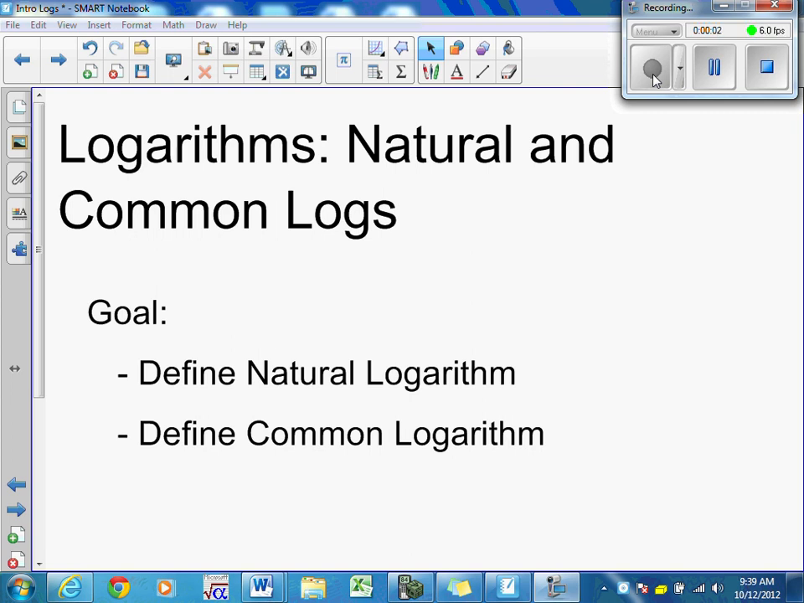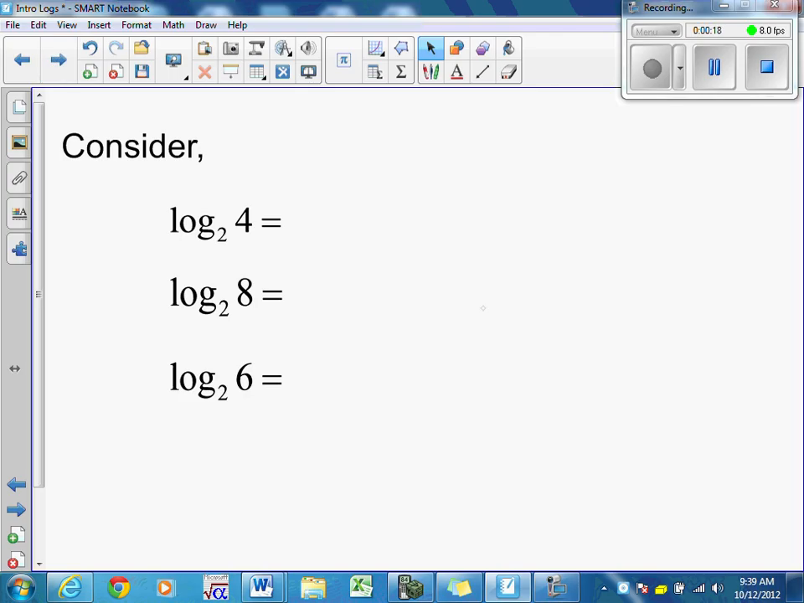We're going to continue to look at logarithms, but we want to look at two special types of logarithms, and these are the natural log and the common log. Our goal here is to define both of these and talk about what they are. First, to get us started, let's look at some problems and review a little bit of what we did in the last video.